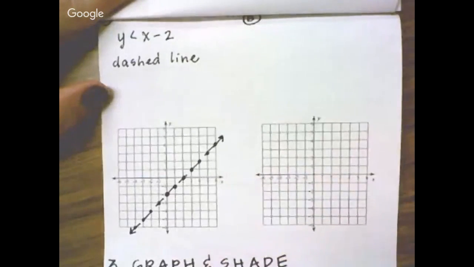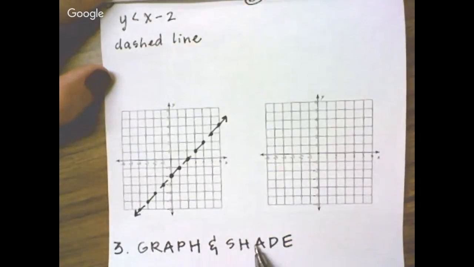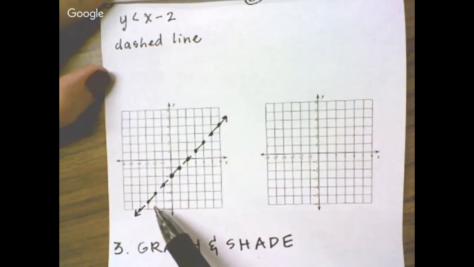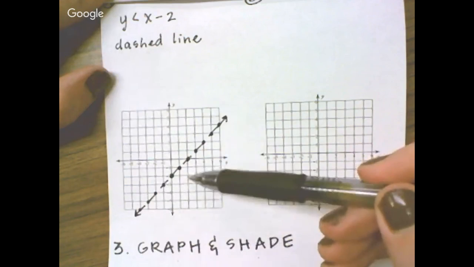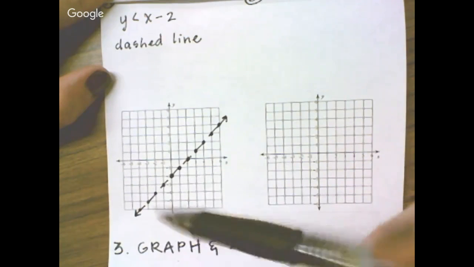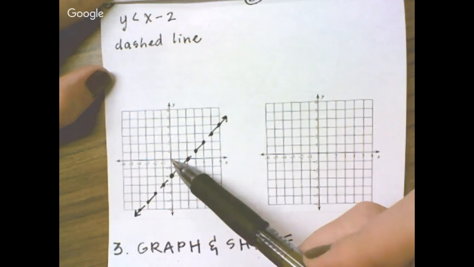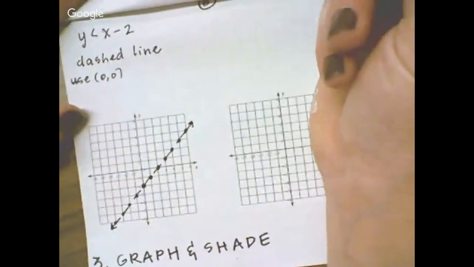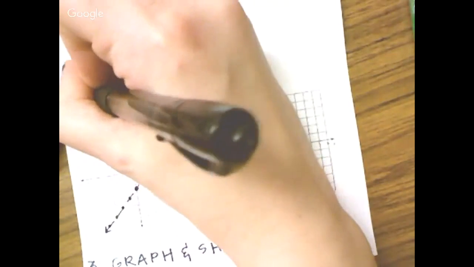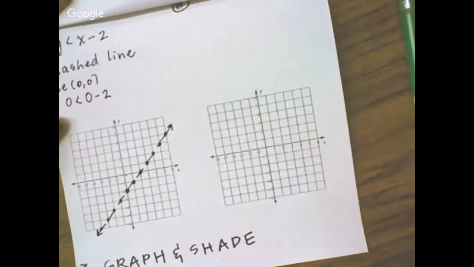Now, just like in a number line, I need to shade. So I've done the graphing, now I'm going to shade it. So in order to do that, you can either look, okay, it's less than, so it's going to be down here. Or if I take 0, 0. So let's use 0, 0. If I plug that in, I've got 0 is less than 0 minus 2. Well, that's saying 0 is less than negative 2.